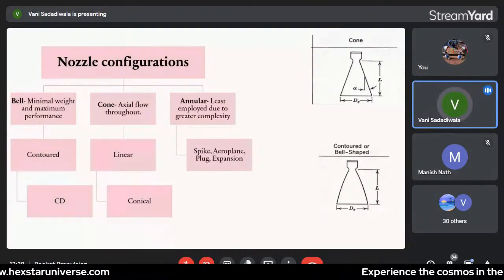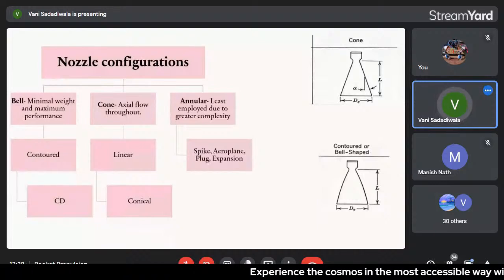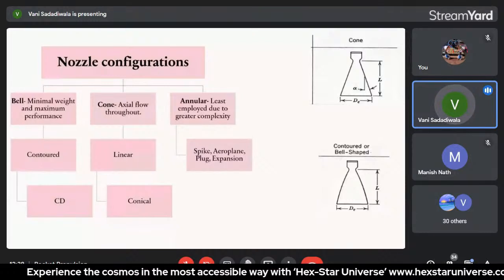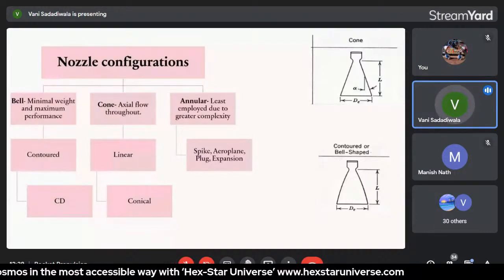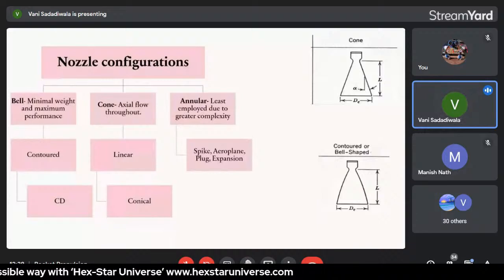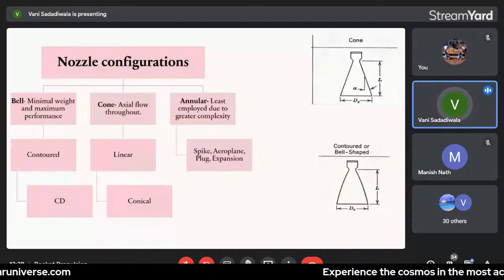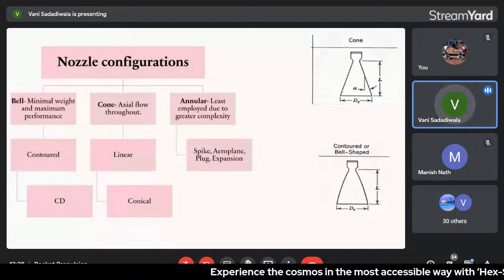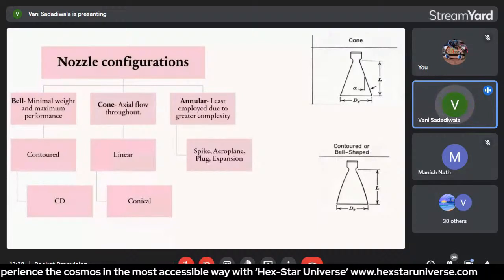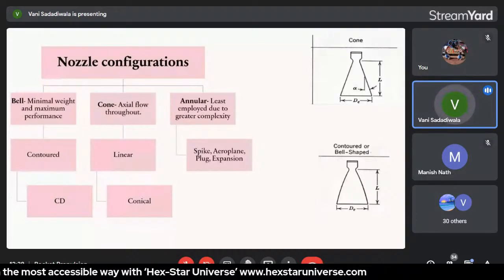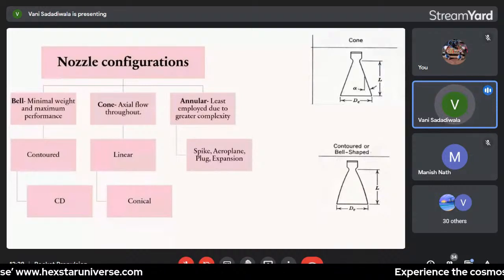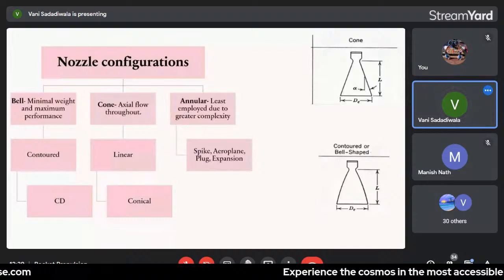So the throat area, which is very small, has the large divergence angle, and the throat area is also known as the suction part, and the last is the nozzle exit, which has a very small divergence angle. The main advantage of the bell type of configuration is that it is very low in weight, which enhances performance and gives maximum performance. So this type of nozzle is better than the conical nozzle in terms of size and performance, and due to this they are highly used in rocket propulsion applications.